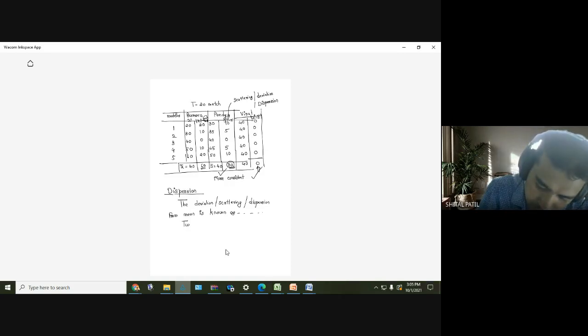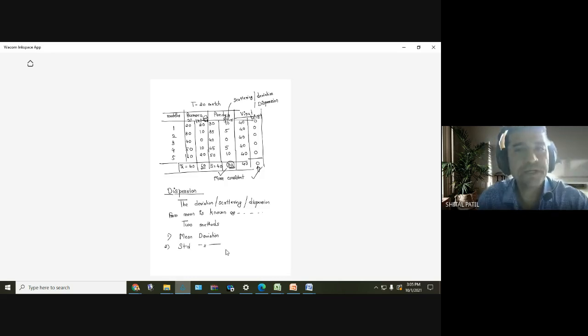There are two methods to find this dispersion. Right? One, mean deviation, and second is standard deviation. Mean deviation and standard deviation. We'll go through the first part. Right? Mean deviation. Let me change the page.